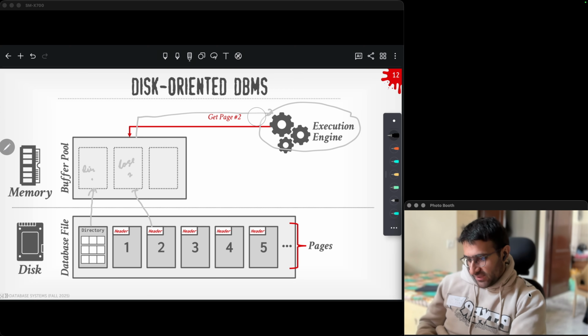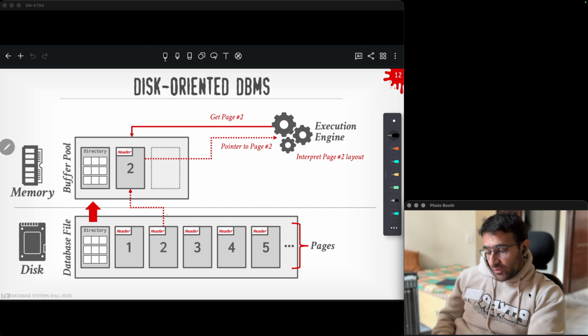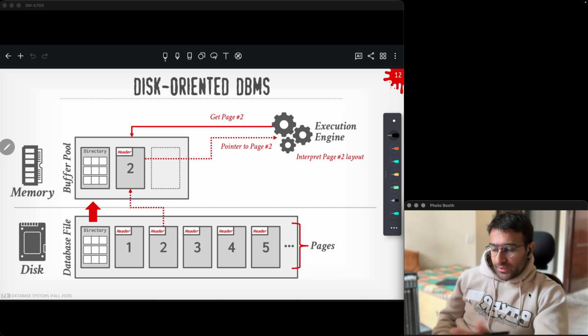I think Andy must have shown this in some slides. Yeah, so in this step, as you can see, the directory is being fetched into the buffer pool. Once the directory is there, I know how to read the whole database file. So that's what I did: I got the directory, figured out how to get to page 2, read page 2 into the buffer pool, and then passed a pointer back to the execution engine, saying this is your page 2, and you can interpret the layout in page 2.